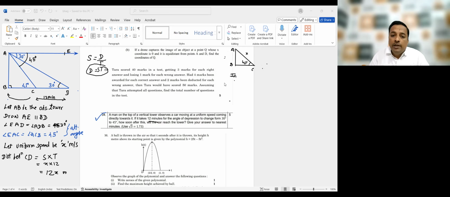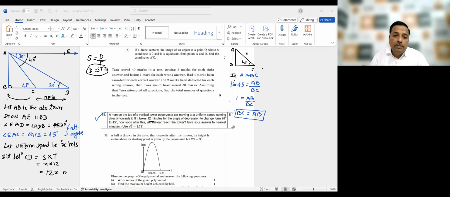So in triangle ABC, tan 45, tan is equal to perpendicular side upon base, means opposite side upon base. That one is AB upon BC. We know tan 45 is 1. So AB upon BC is 1, and whenever we shift that side, BC is equal to AB. Okay. Now we know that BC and AB are equal.